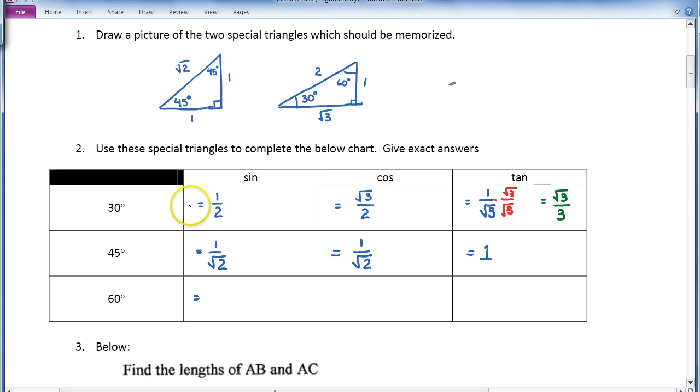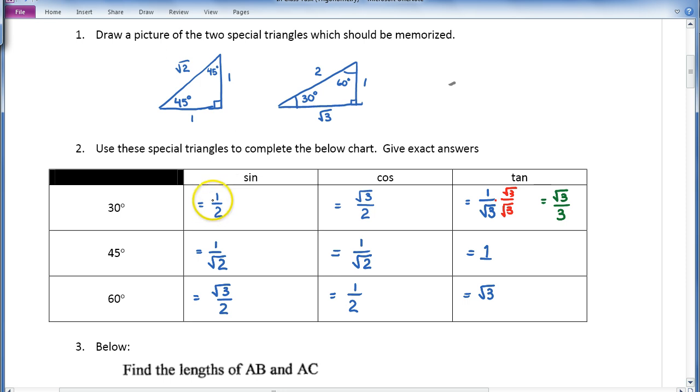So now we're going to do 60 degrees. So the sine of 60 degrees is the opposite, root 3/2. The cosine of 60 degrees is the adjacent, 1 over the hypotenuse, 2. And the tan of 60 degrees is the opposite, root 3/1. So we just write that as root 3.